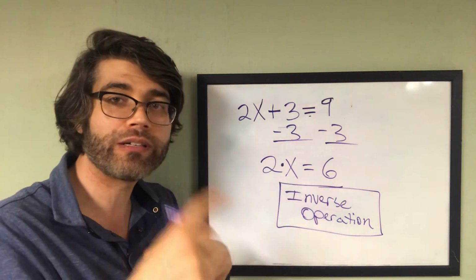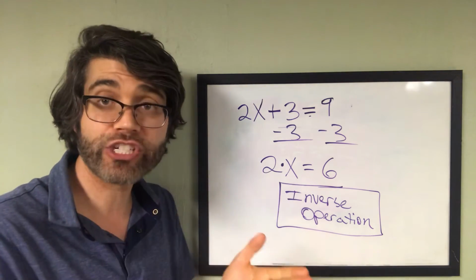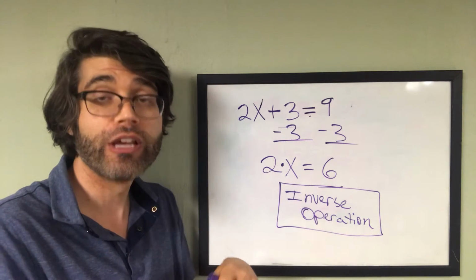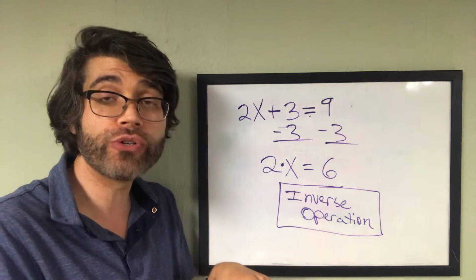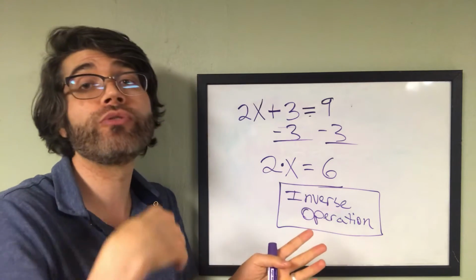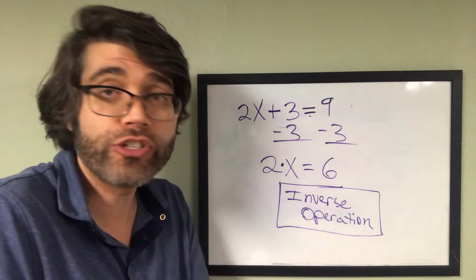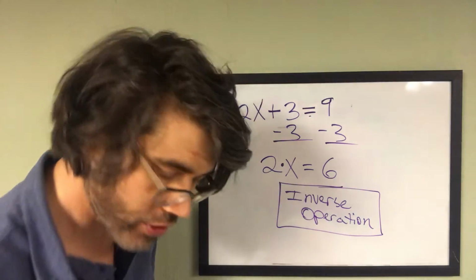What's the opposite of multiplication? Division. All right, so division and multiplication are inverse operations. So if you want to undo division, you multiply. And if you want to undo multiplication, you divide. All right, so let's do that here.